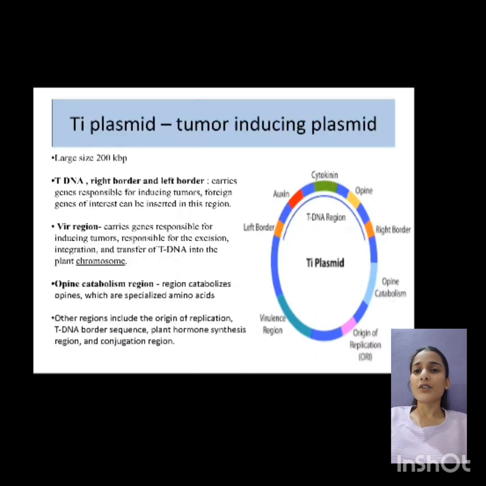So, TI plasmid, tumor inducing plasmid, is large in size, around 200 kilo base pair in length, and it has several regions. Mainly, three regions are very important: the tDNA region, Vir region, and opine catabolism region, along with the origin of replication. So, let's start with the tDNA.